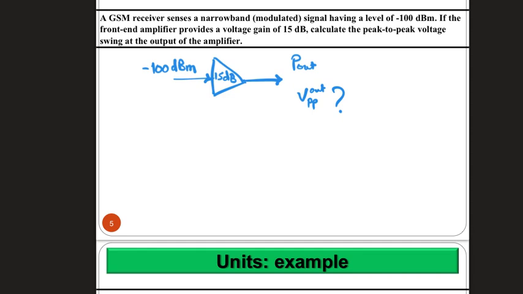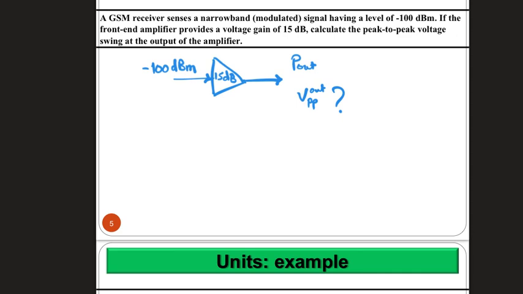What's the average power of a sinusoidal signal? Amplitude square divided by 2. Right? Half the amplitude square of the signal. Okay? So, what I need to figure out is what's the output power, and then from that output power, I'll be able to figure out the amplitude, and from the amplitude, I will be able to figure out the peak-to-peak voltage. Okay? There is no load here consuming this.